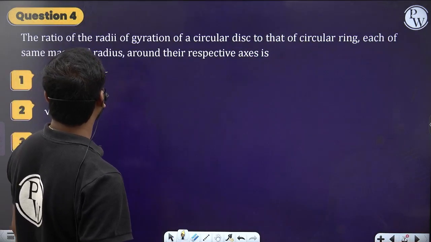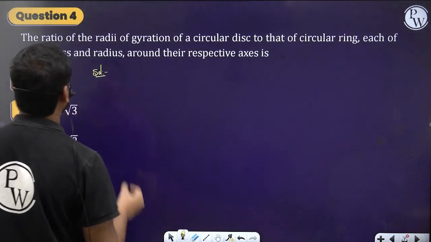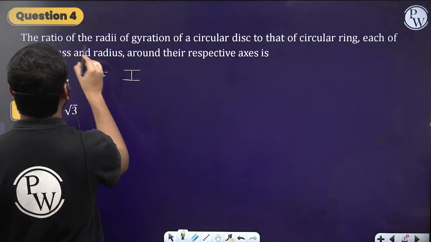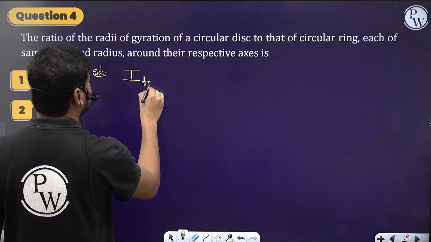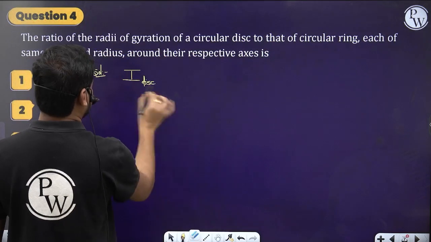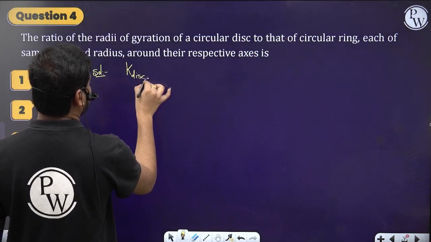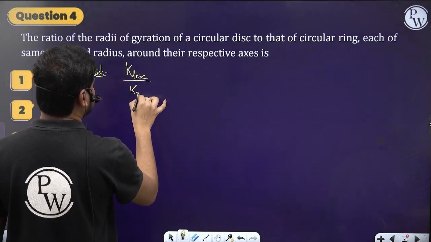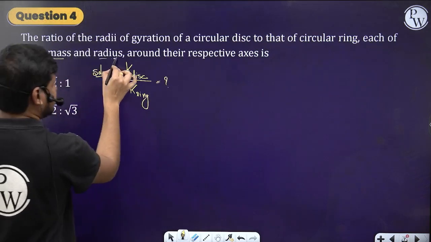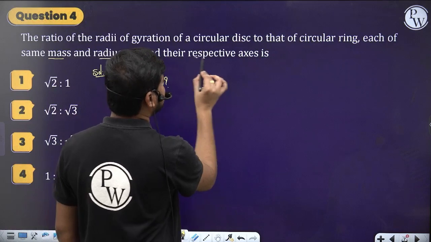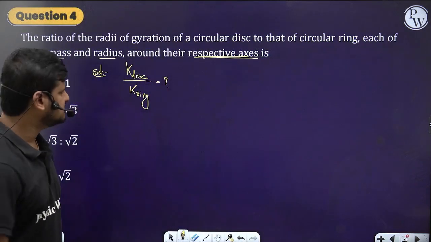The ratio of the radii of gyration of circular disc to that of the circular ring. So the ratio of the radii of gyration, K of disc to that of the circular ring. So how much is it? Each has the same mass and same radius, and we take them around their respective axis. See here, around their respective axis. What does it mean by around their respective axis?